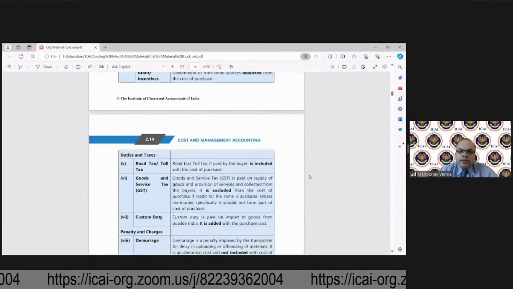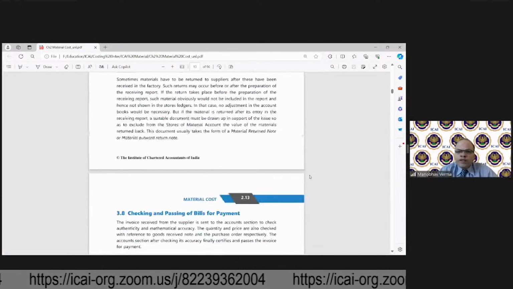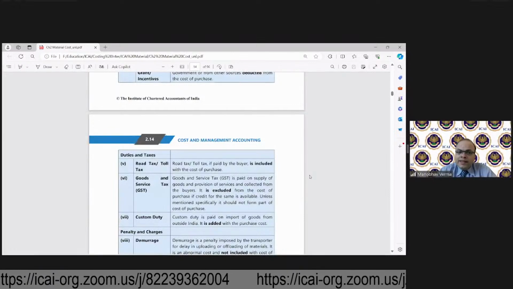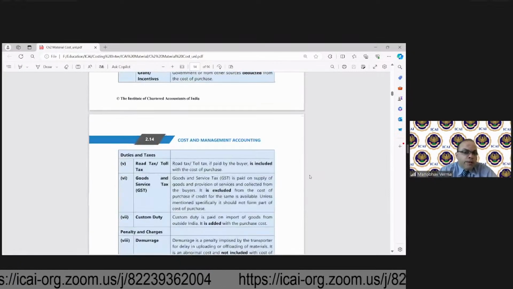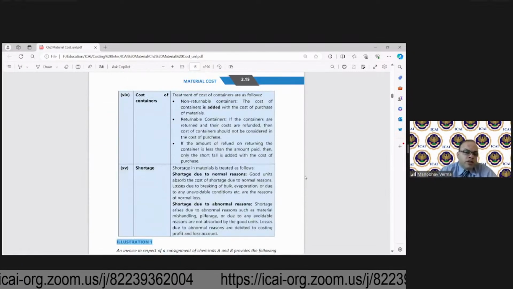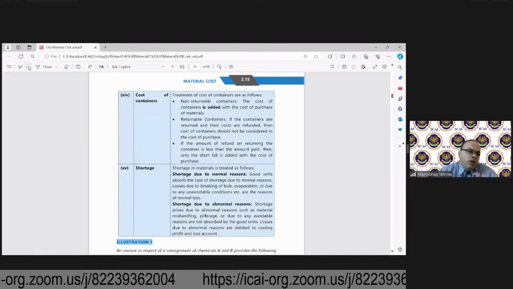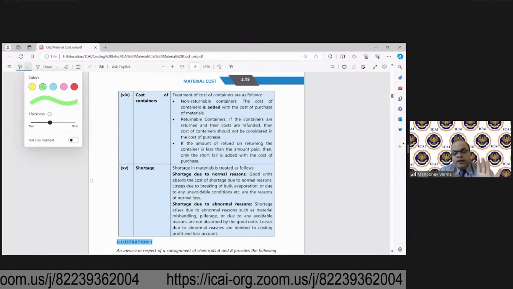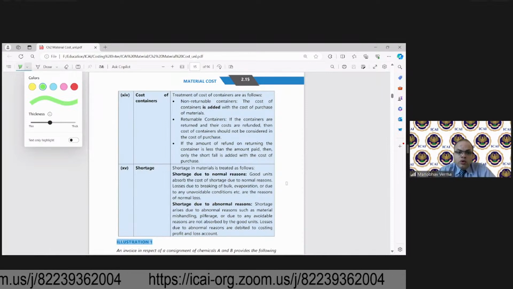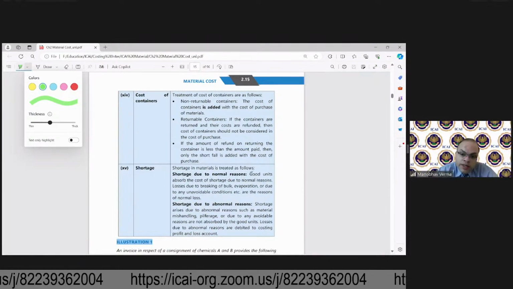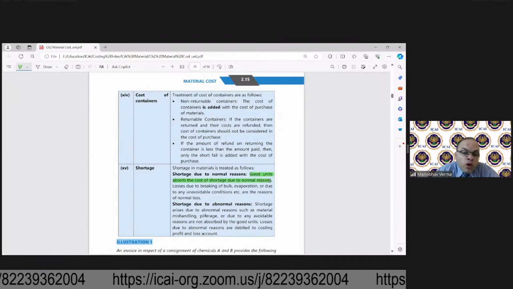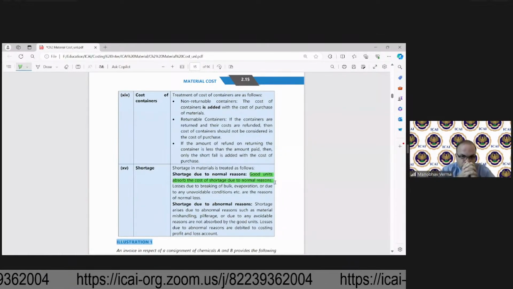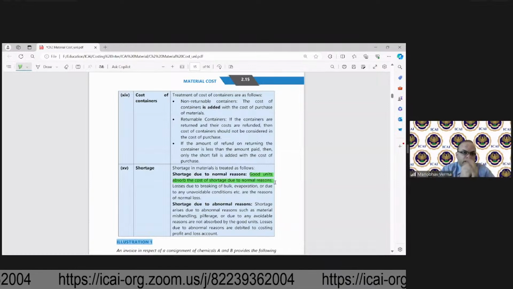So we are talking about a table here, which is given to you on page number 2.13 and 2.14. And I'm specifically talking about one item which is called a shortage, because the same logic will apply in terms of the losses later on also. So if there is a shortage due to normal reasons, we are saying good units will absorb the cost of shortage due to normal reasons. So whenever there is a normal loss, it is absorbed by the good units.